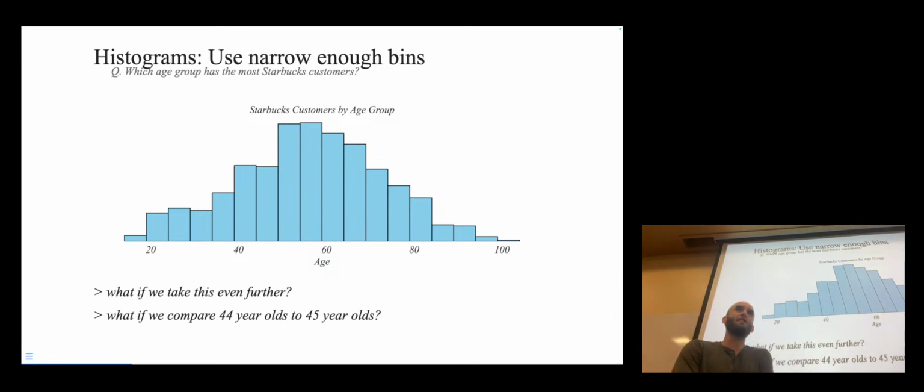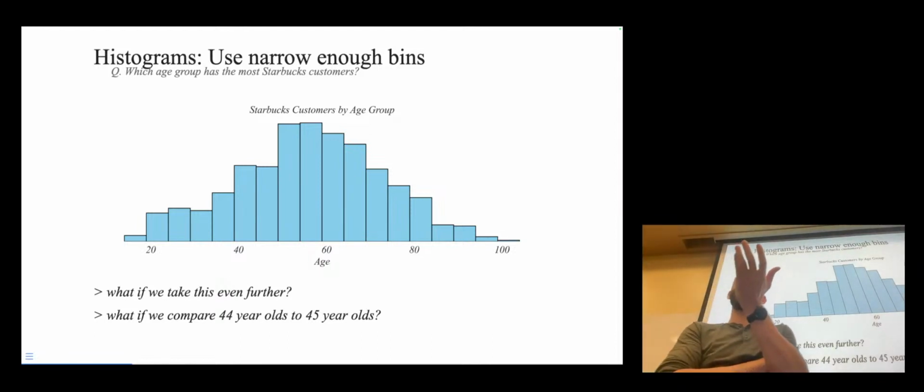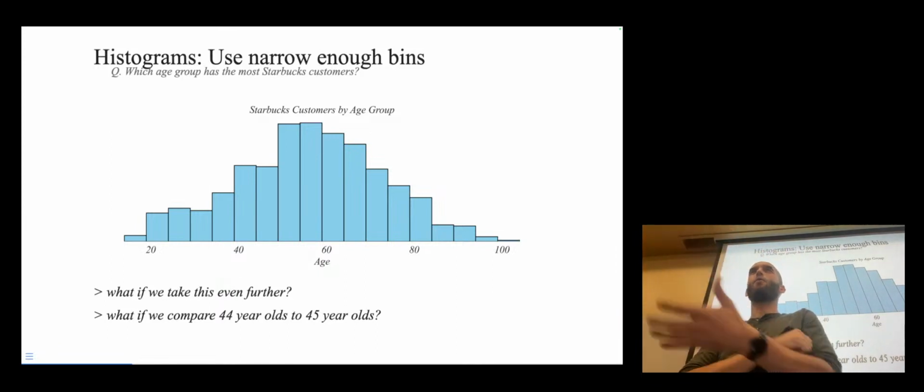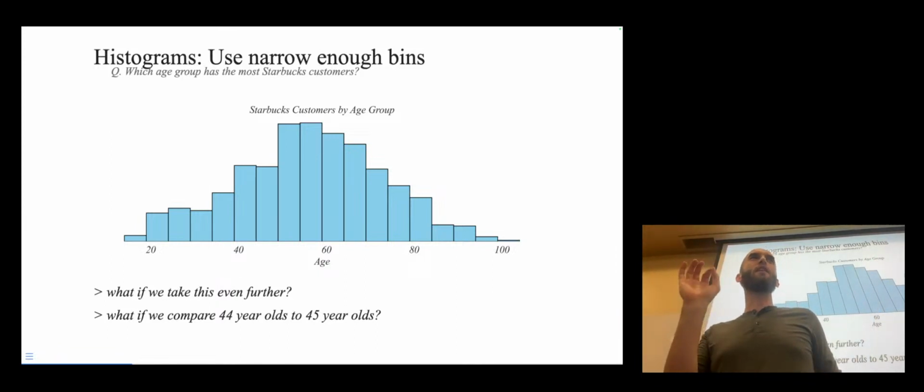What if we wanted to take this further? Let's say I want to look at the difference between 44-year-olds and 45-year-olds. How many of you think we could take this down to 1-year intervals? Hands for yes? Hands for no? Okay, the answer is yes, we can do it.